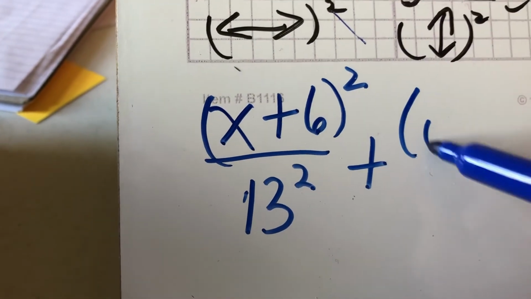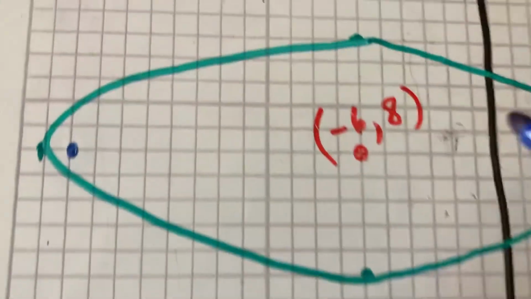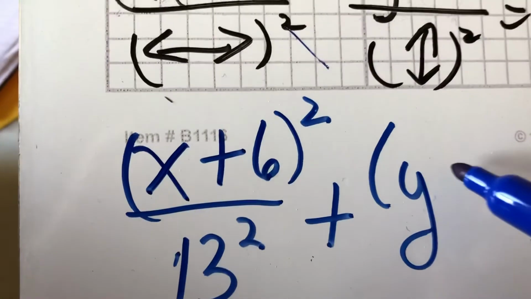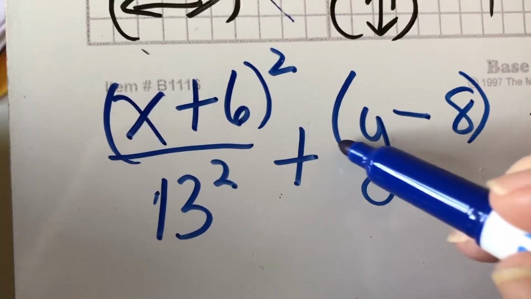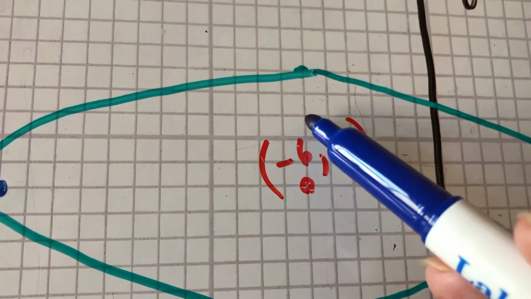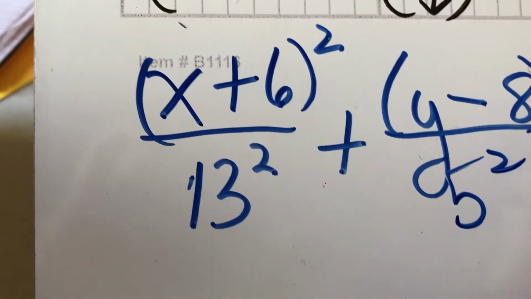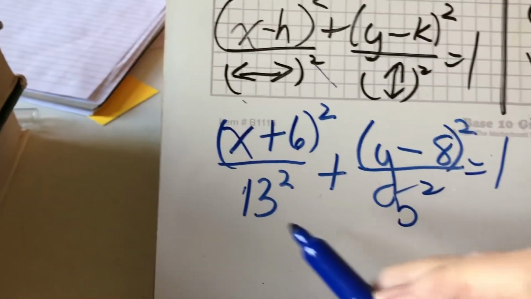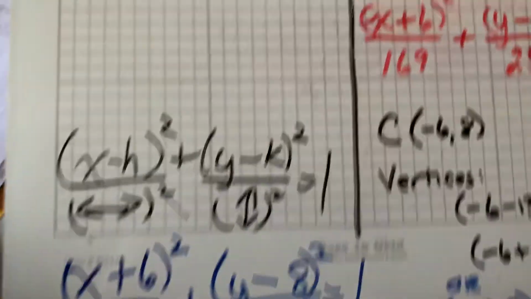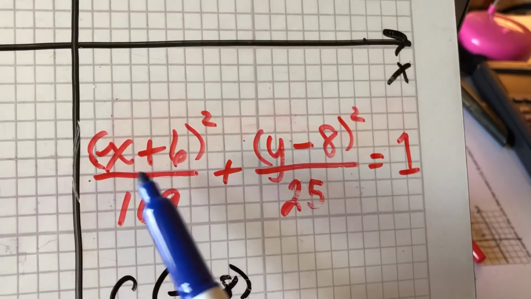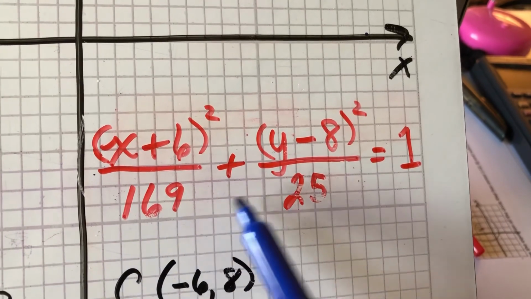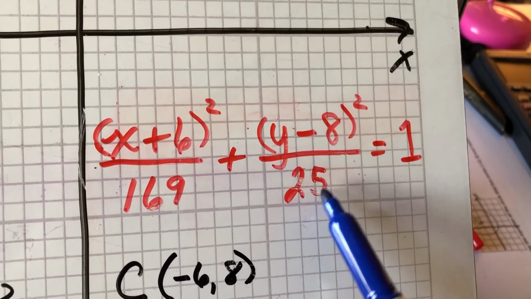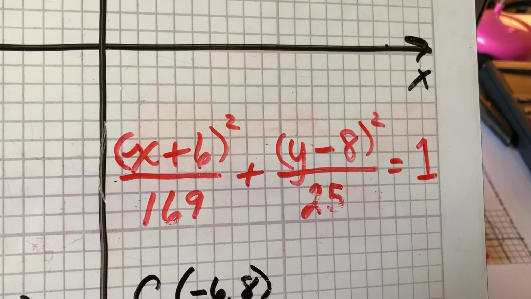Plus, do the same thing with the y's. Y minus k. Well, k is 8. So it's y minus 8 squared. And that's over, count it, 1, 2, 3, 4, 5 up and 5 down. So that's over 5 squared, and it's equal to 1. So clean it up, change that 13 squared and 5 squared, and you come up with x plus 6 quantity squared over 169 plus y minus 8 squared over 25 equals 1.